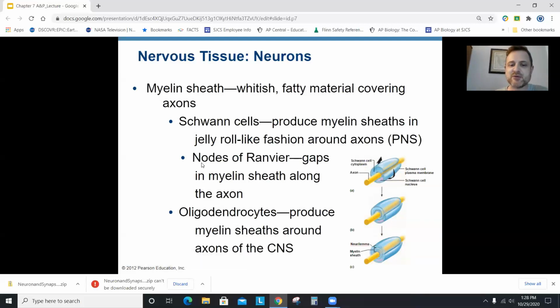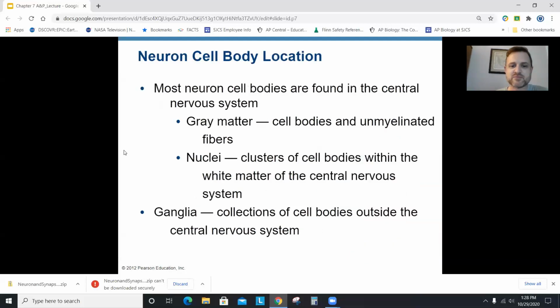Little gaps between them are called nodes of Ranvier, and why they're important, we'll see in a minute. So the terms like gray matter, nuclei, white matter, ganglia. Some axons of cells can go from the bottom of your spine down to your foot, so you can have nerve cells that are 3 feet long. The cell bodies, though, are usually located in the central nervous system, so your brain or your spinal column.